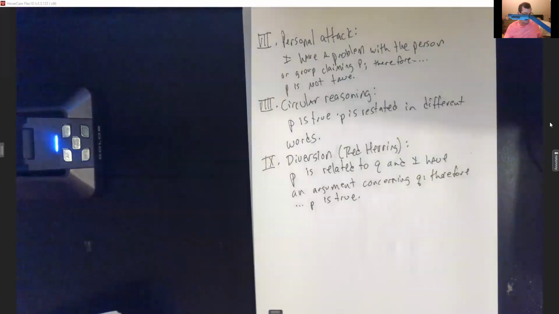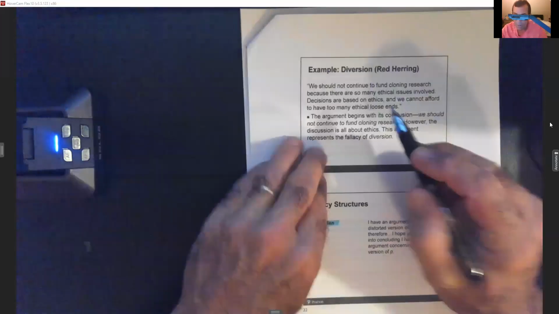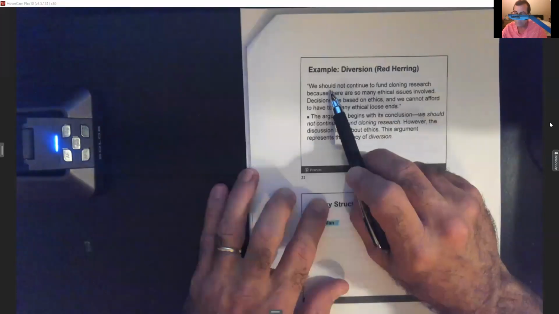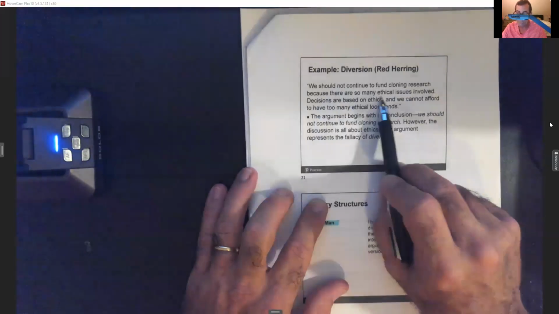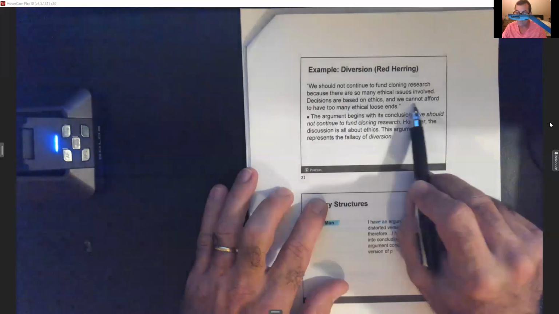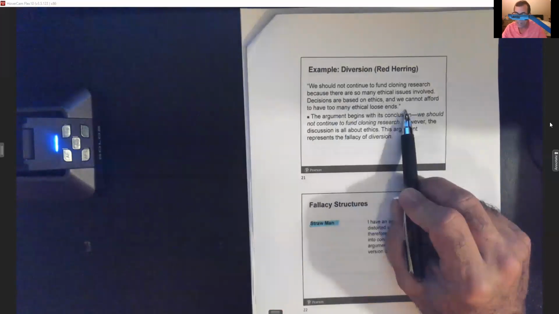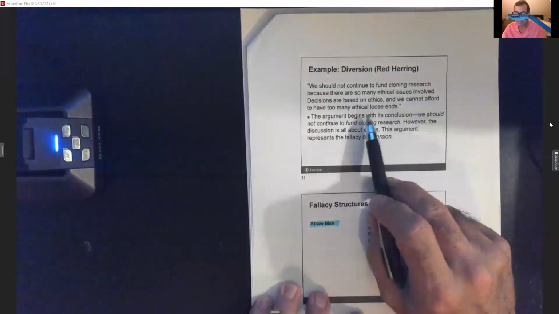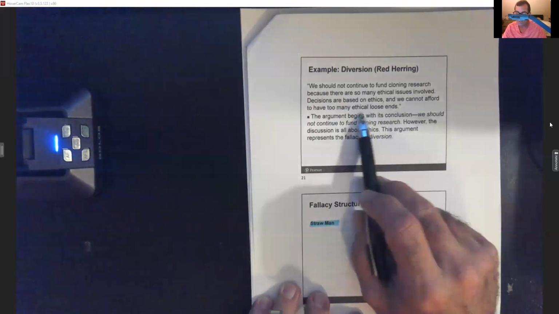Okay, so let's look at our red herring, or diversion. I'm trying to divert it, right? Okay, watch this. We should not continue to fund cloning research because there are so many ethical issues involved. Decisions are based on ethics, and we cannot afford to have too many ethical loose ends.